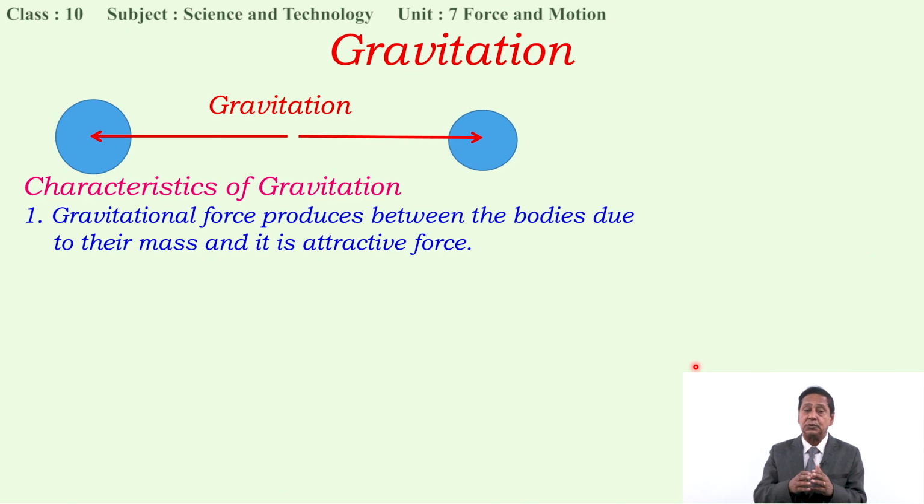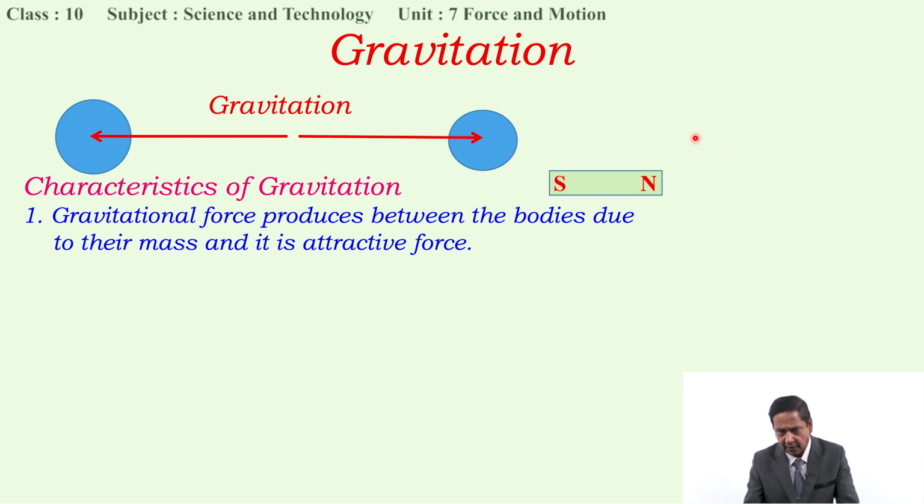Gravitational force is produced between bodies due to their mass and is always an attractive force. If we have any two masses, then one mass attracts the other towards its center, and the second mass also attracts the first one towards its center. The gravitational force exists between any two bodies of this universe because of mass, we have to remember. And this is always an attractive force. It is never a repulsive force, which can be understood nicely by this example.